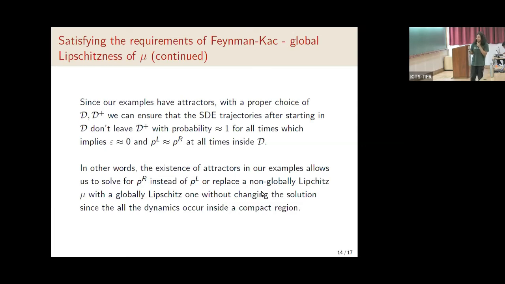Okay, thank you. So in other words, the existence of attractors in our examples allows us to solve for PR instead of PL, or replace a non-globally Lipschitz mu with a globally Lipschitz one without changing the solution in a compact domain, since all the dynamics occur inside a compact region.